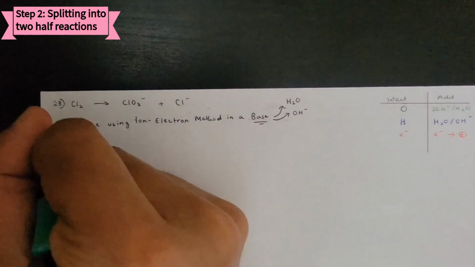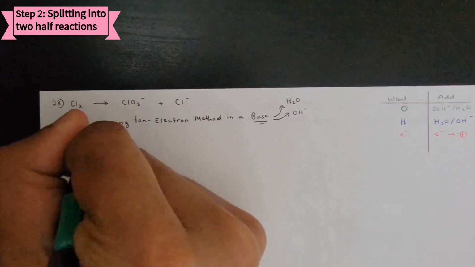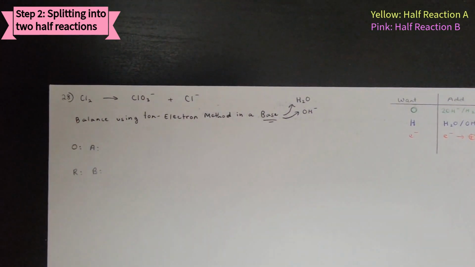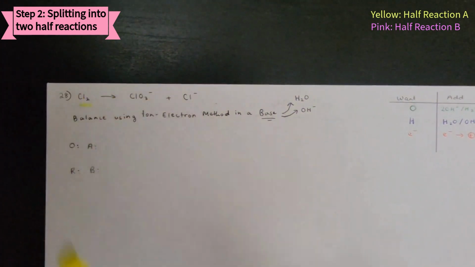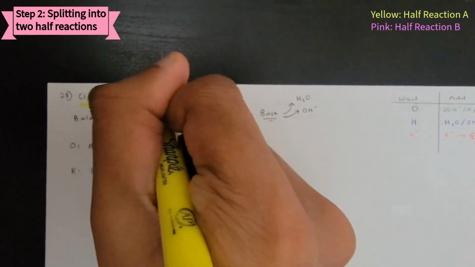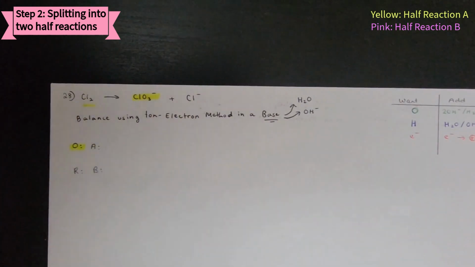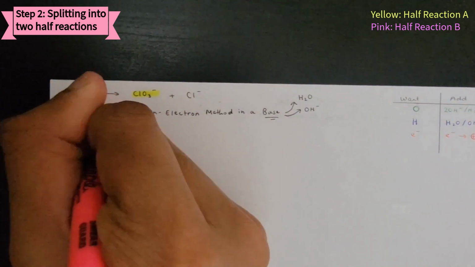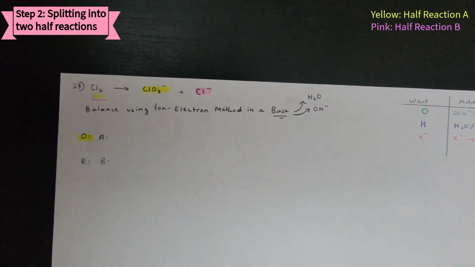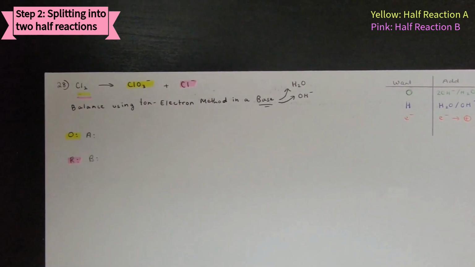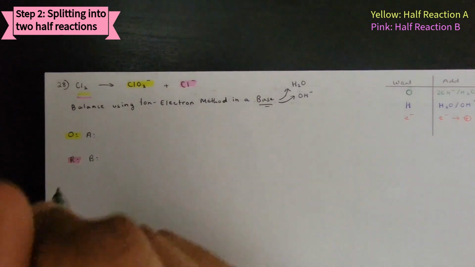Now let's write our two half reactions, one being reaction A and one being reaction B. Using our yellow highlighter, we're going to first identify reaction A, which will be Cl2 and ClO3 minus. As you can see in the original reaction, there's only one reactant, which is Cl2, which means we'll be using Cl2 again in reaction B, as well as Cl-, which we'll indicate using our pink highlighter.